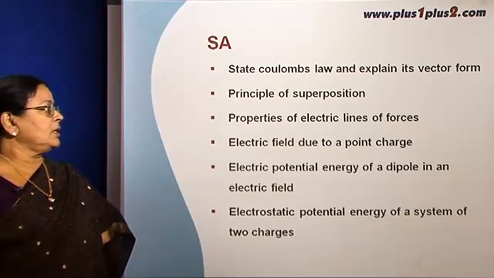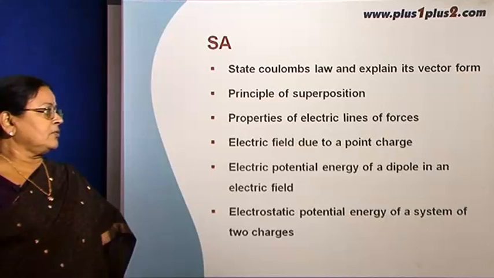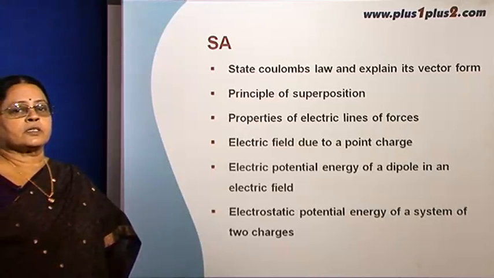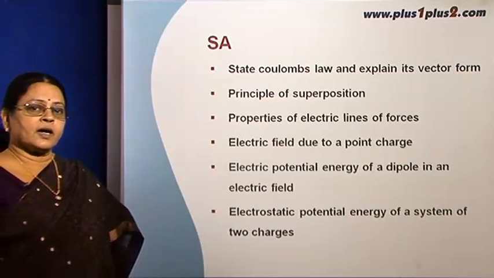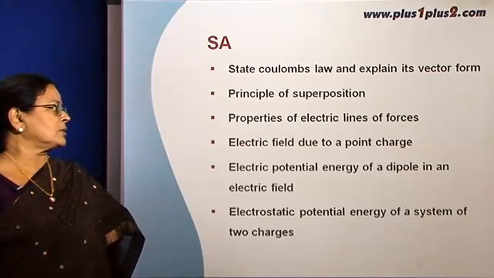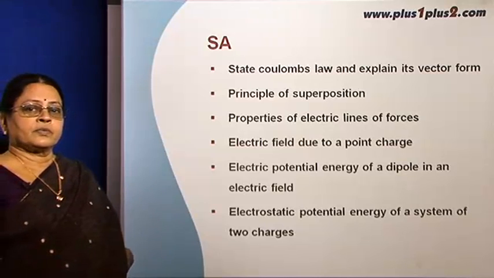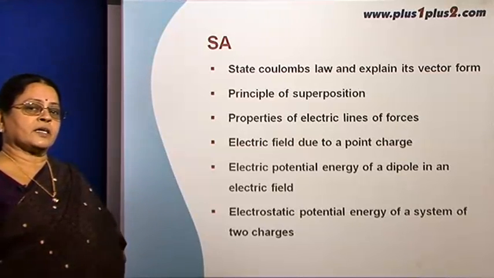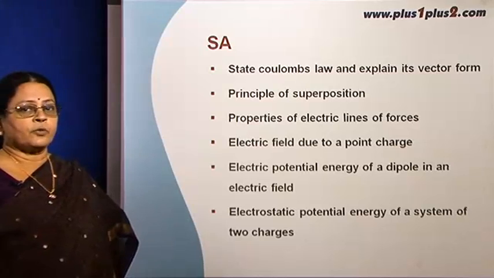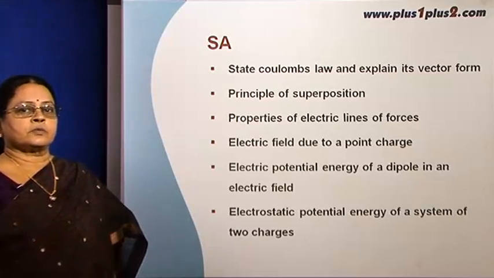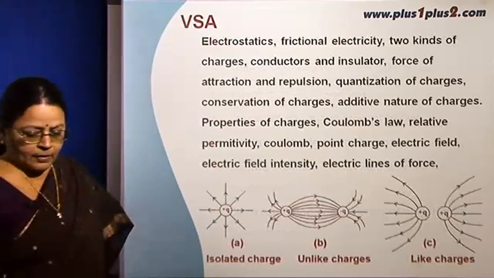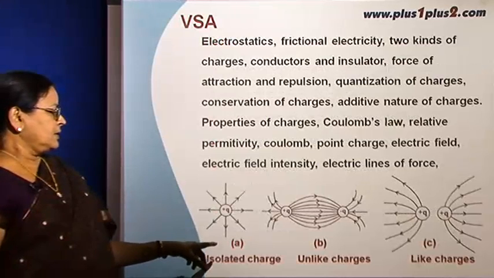Whenever you give the law in the formula form, you give a correct explanation for each term you are using. Don't take it for granted, because unless your answer is complete, you cannot get full marks. Principle of superposition: at a time many charges can interact with each other, and the net electric force is the vector sum of the forces, because force is a vector quantity. Properties of electric lines of force, you have to illustrate by a sketch.